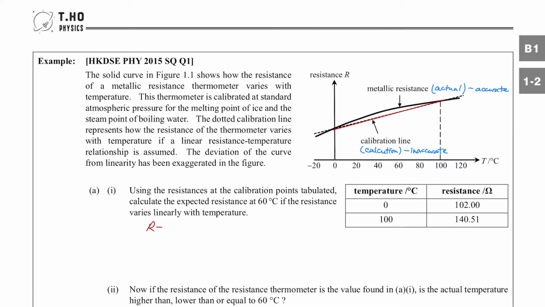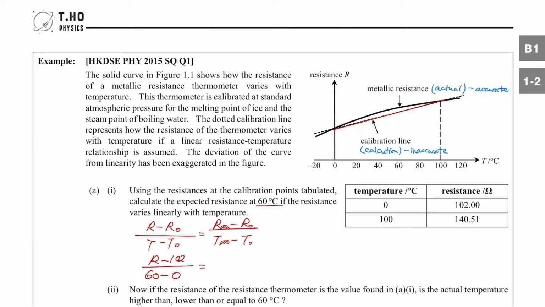We can use R minus R0 over T minus T0 equals R100 minus R0 over T100 minus T0. So let's put in the numbers. R is the unknown resistance that we have to calculate. So R0 is the resistance at 0 degree, 102, over unknown temperature, that is 60 degree. T0 means 0 degree, lower fixed point.